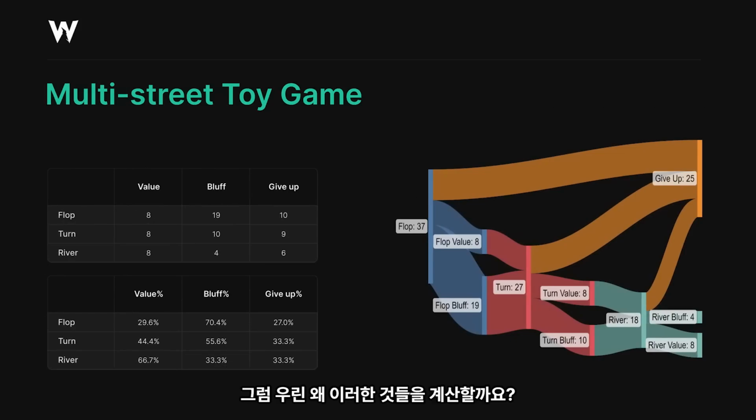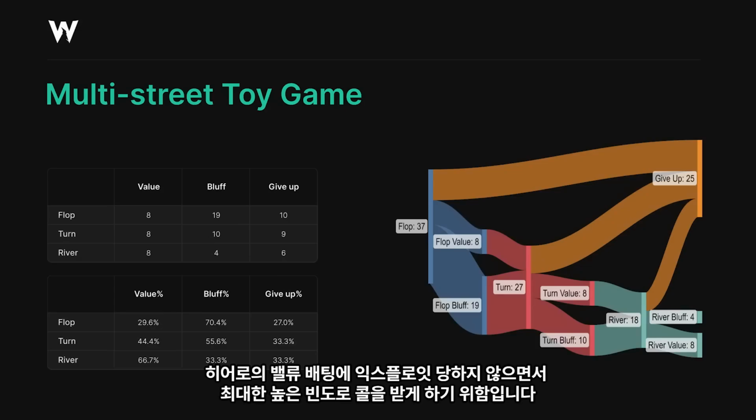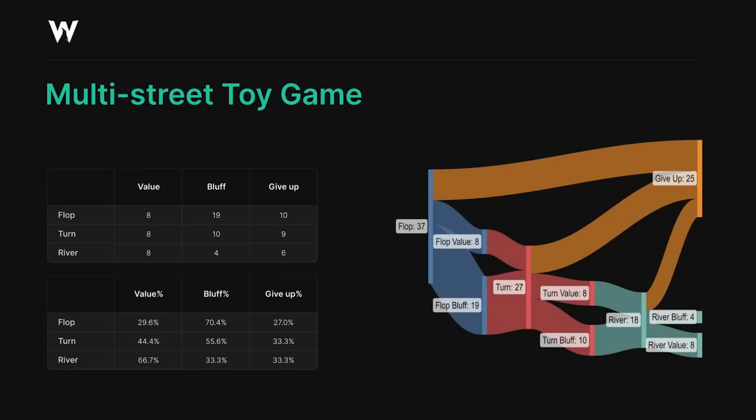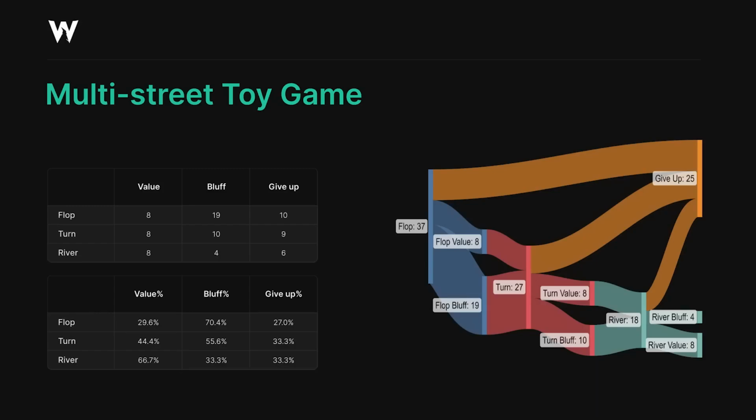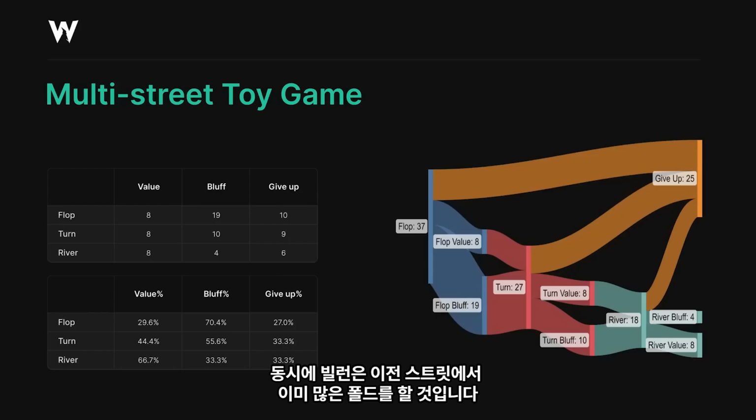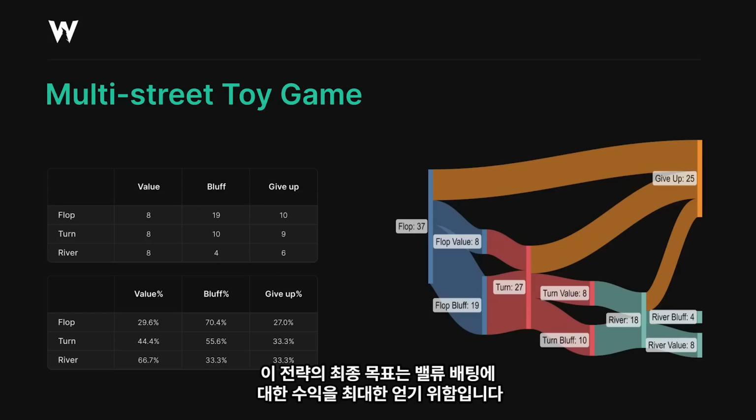Now, why did we calculate all this? What is the point? Well, the ultimate goal is very simple. We just want to get our value bets paid off as often as possible without becoming exploitable by over-bluffing. And so we arrive at the river with a perfectly balanced range of 8 value bets to every 4 bluffs, while simultaneously giving up just often enough to prevent villain from snap folding earlier. So the entire purpose of this strategy is to get your value bets paid off as much as possible.